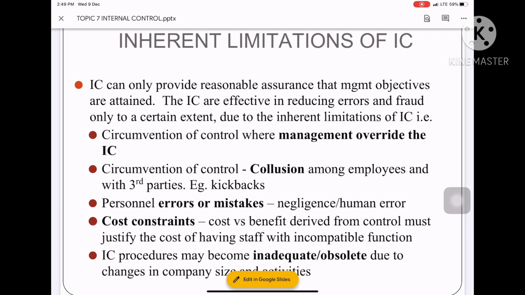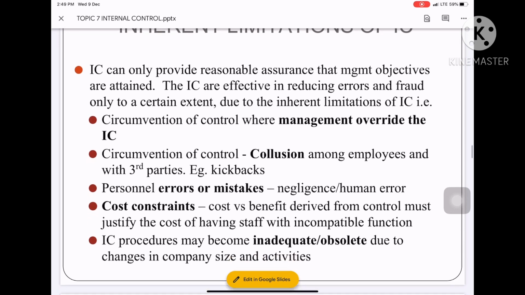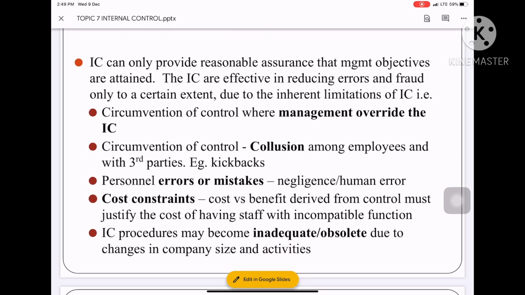That is, for example, circumvention of control where management overrides the internal control. The management sets the system, but then they are the persons who override the system. So it's quite difficult sometimes to trace. All right, and then collusion among employees and with third parties, for example, kickbacks. It means that they agree with the third party, or among the employees themselves, to commit fraud.